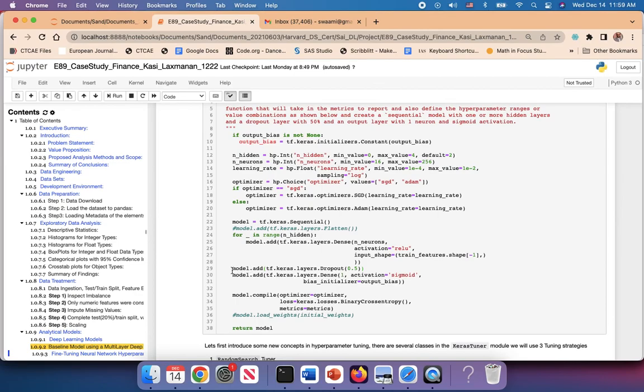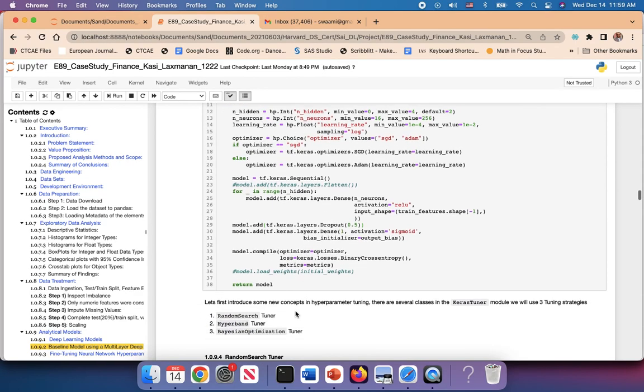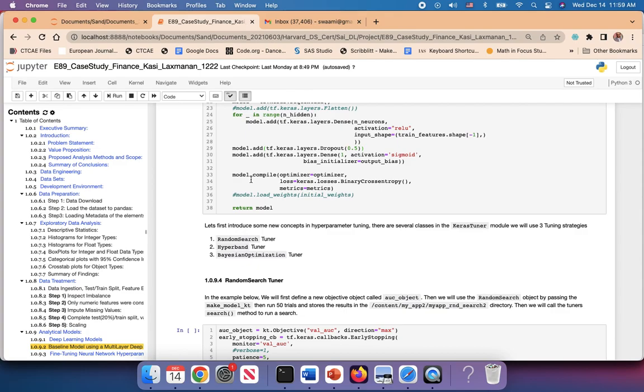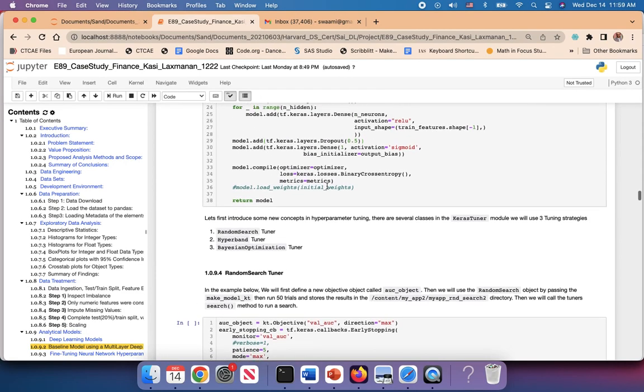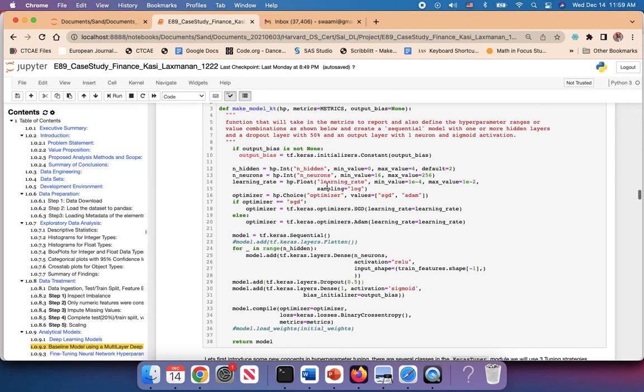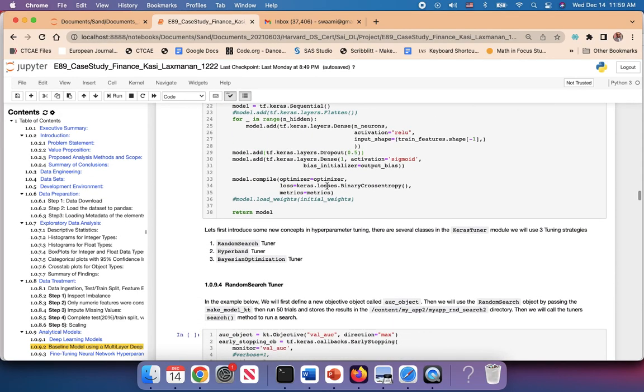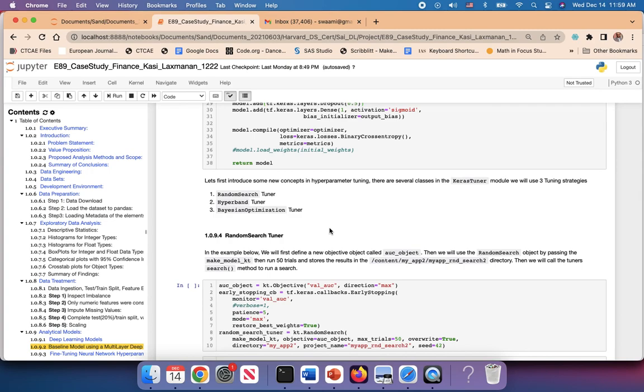As a stretch, we could also even use the dropout criteria as a hyperparameter as well. That could be a stretch exercise. Now we'll go ahead and compile the model, and then this would be the function we would use to evaluate around different tuning strategies.